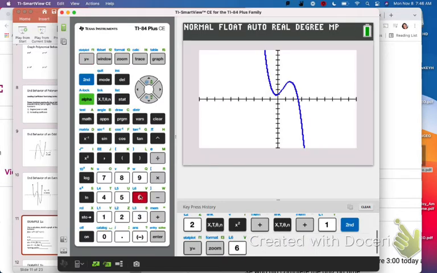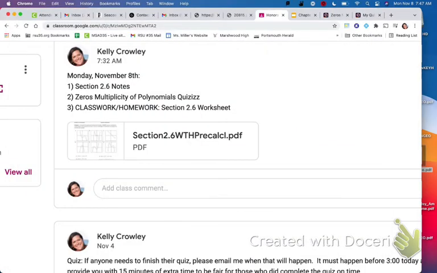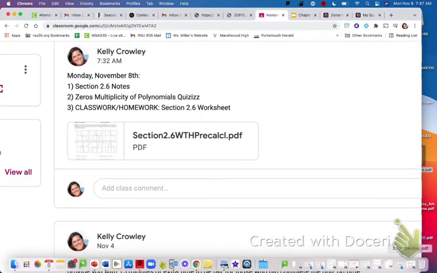Zoom 6 just to get to a standard 10 by 10. All right, are we getting something that looks like that? Yeah? Good. You finished? Nice work. All right, so we've got that graph in front of you. Let me get my PowerPoint back up.